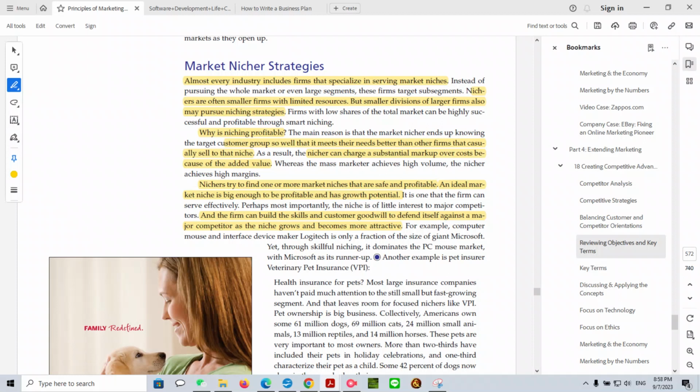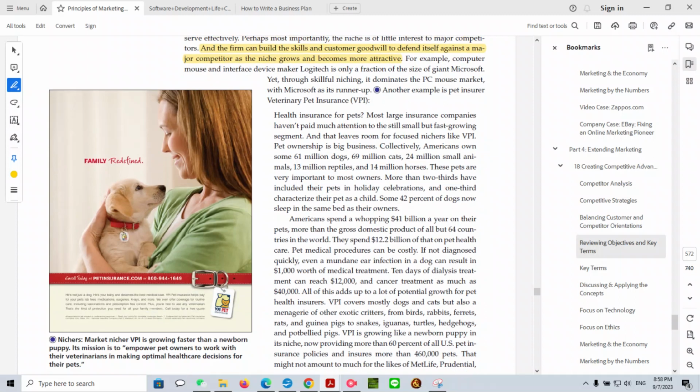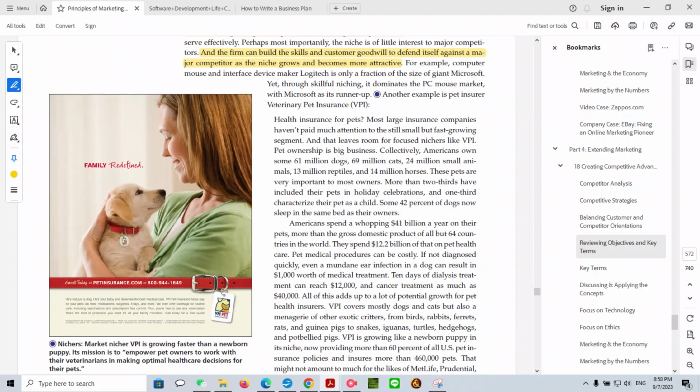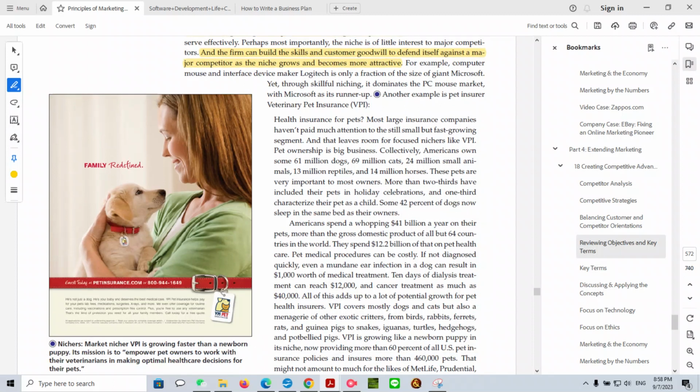Another example is the pet insurer Veterinary Pet Insurance. So they have their own niche: health insurance for pets. Most large insurance companies have paid little attention to this small but fast-growing segment, and that leaves room for focused niches like VPI. You can see that this is a niche that only serves veterinary pet insurance, so instead of just health insurance, it's like health insurance for pets.